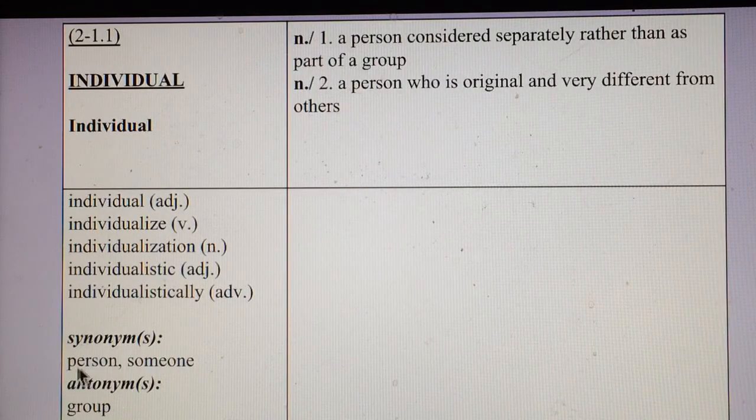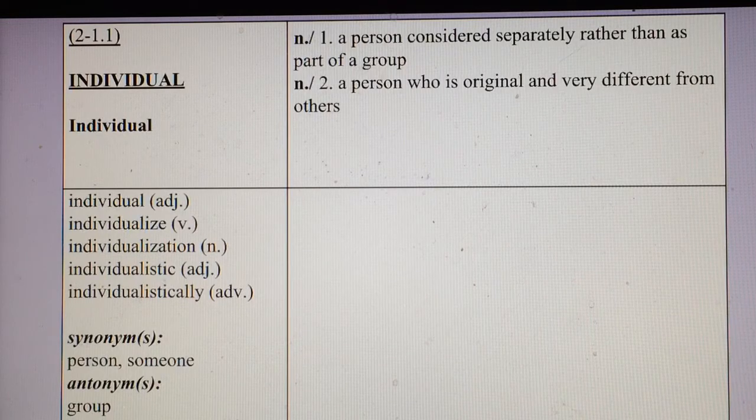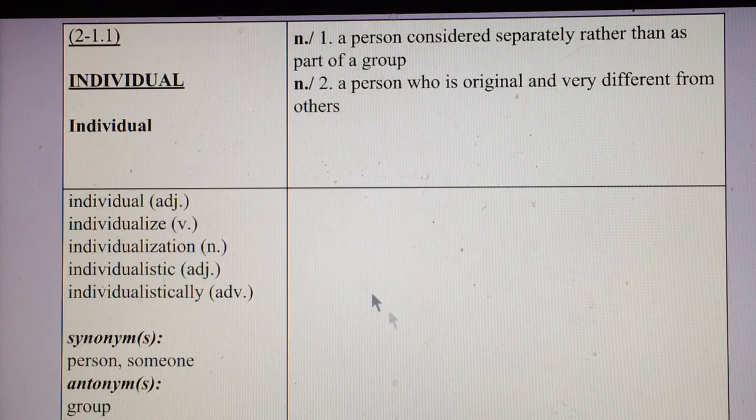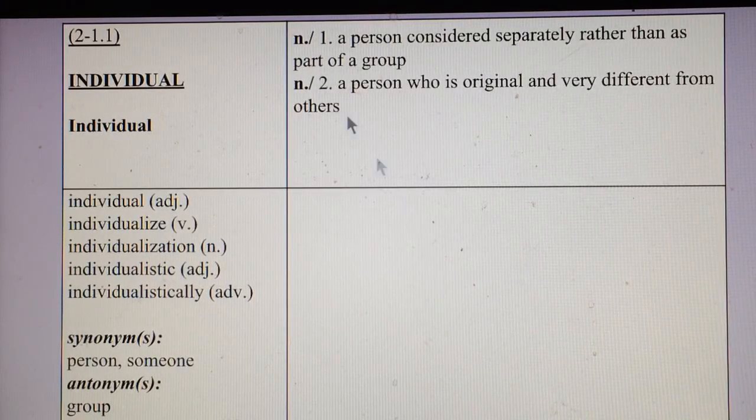Okay, your synonyms are person or someone, as opposed to the antonym form group. And that is your academic word of the day. Be sure to write a sentence using individual as a noun. Use it as a noun and include an illustration in the bottom right corner of your flashcard. Happy studying.